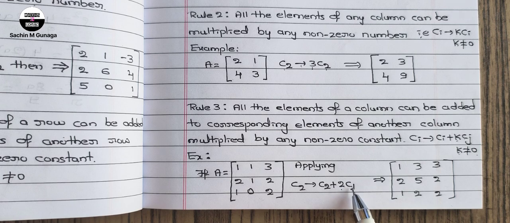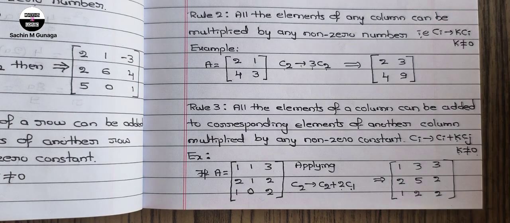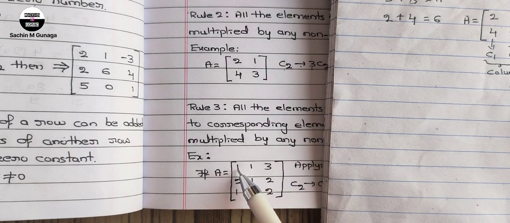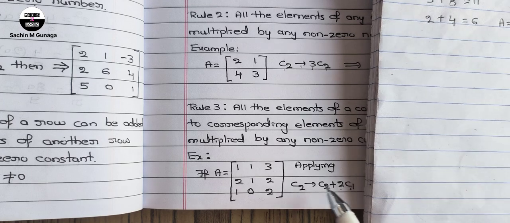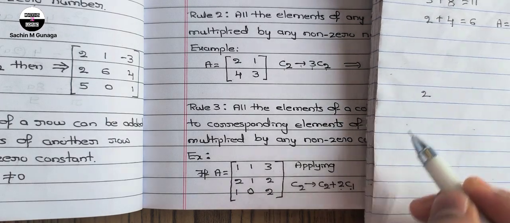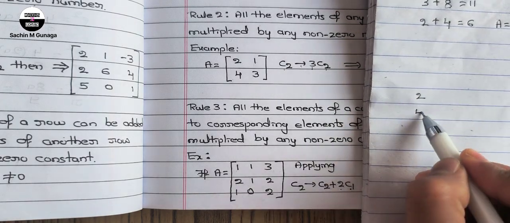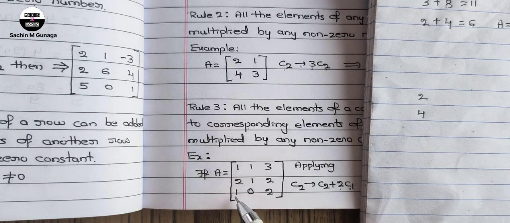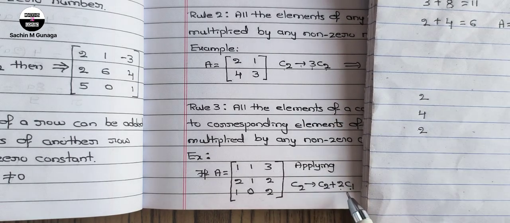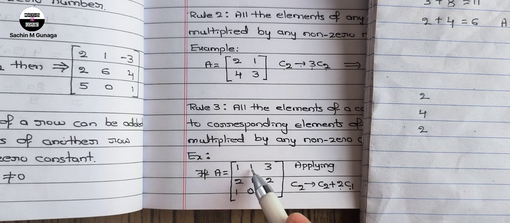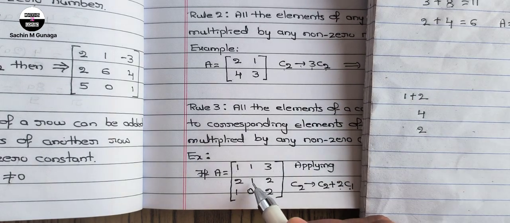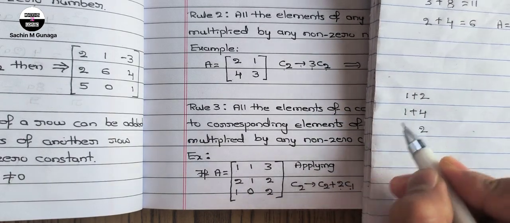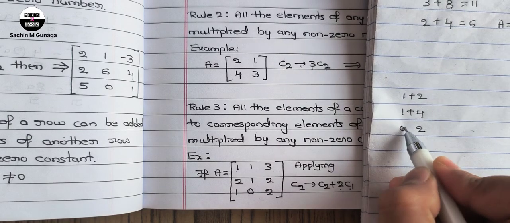So here first column multiply by 2. So what is the first column? 1 2 1. First I am going to multiply by 2. So 2 into 1 is 2. 2 into 2 is 4. Next 2 into 1 is 2. Next, this element we are adding with the second column elements. What is the second column? First element is 1. Second element is 1. Third element is 0.